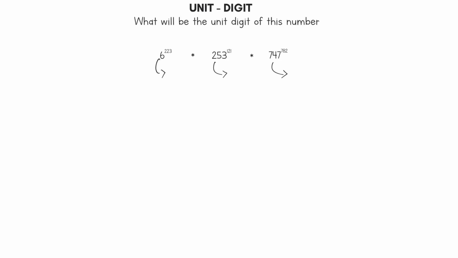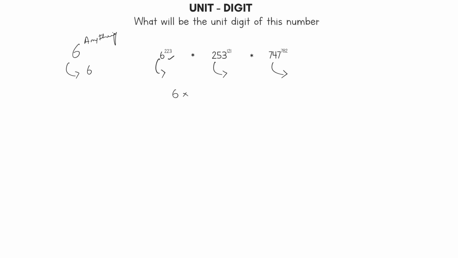Okay, so all that I need is first the unit digit of this, 6 raised to 223. Now what is the cyclicity of 6? 6 raised to anything, we have learned this, the unit digit will always remain 6. So 6 raised to 223, the unit digit here will be 6. Got it, the first part.